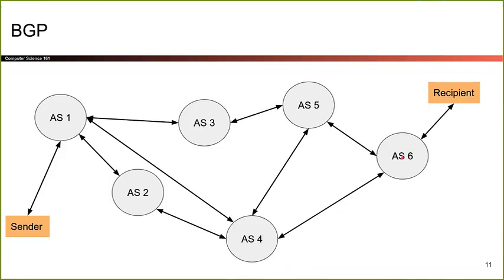Now the question is, there's this giant graph, and I don't really know who everyone can contact. So how do I get this packet from autonomous system 1 all the way to autonomous system 6 to the recipient? And how do I do so in the shortest path? And how do I avoid looping around?